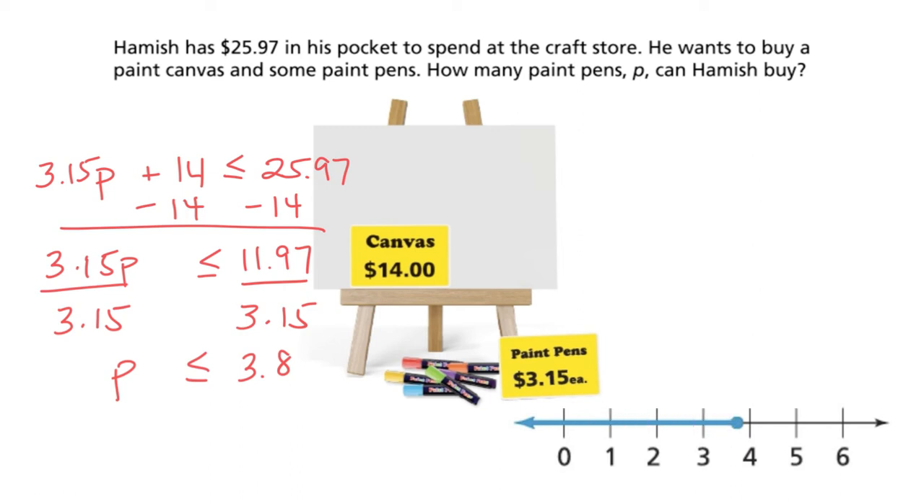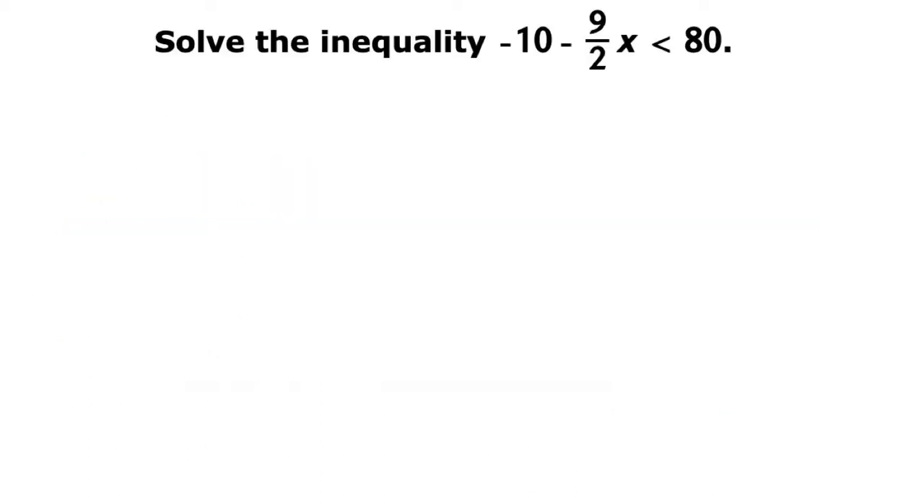to 3.8. Now in the context of this problem, it doesn't really make sense for Hamish to buy 3.8 pens. He only could buy 3 pens at the most, and that would make more sense because you only can buy a whole pen. Example 2, let's go ahead and solve this inequality.